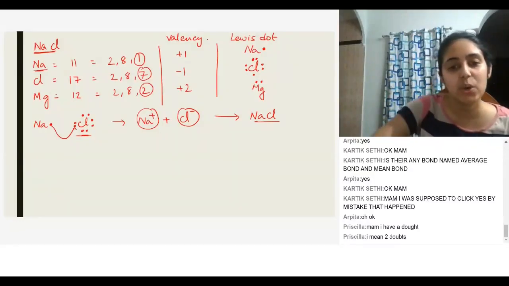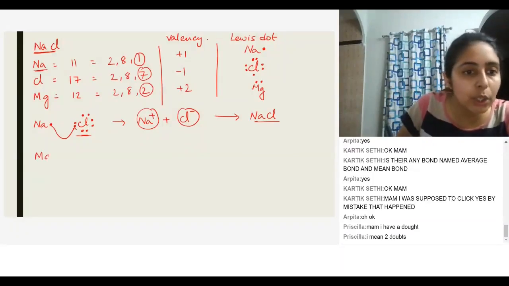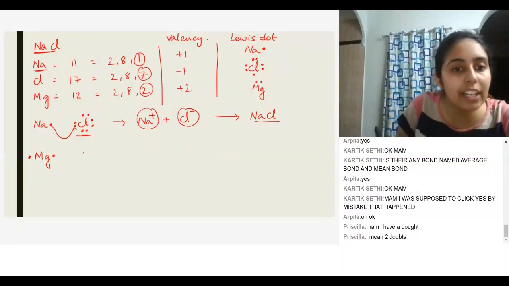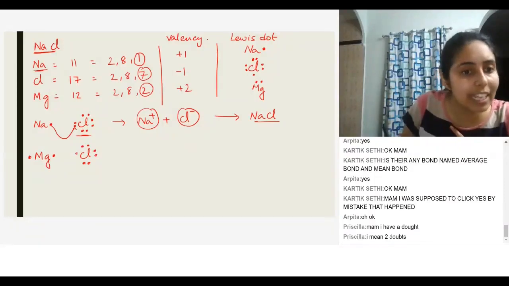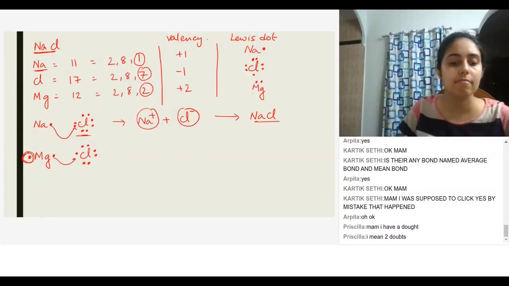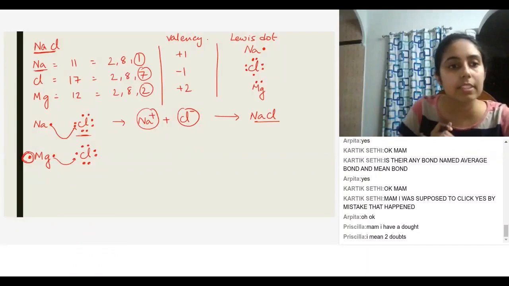Okay. All right. So now let us look at magnesium. Magnesium has 2 electrons, right? I'm just going to draw 1 electron here and 1 electron here. Now, chlorine requires only 1 electron, but magnesium wants to give away 2 electrons. So it can give 1 electron to this chlorine, but what will it do with this electron? Where will that go? Syed?